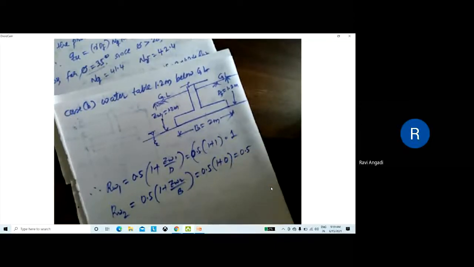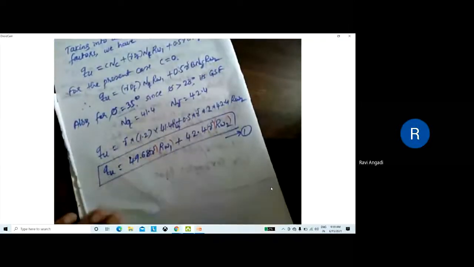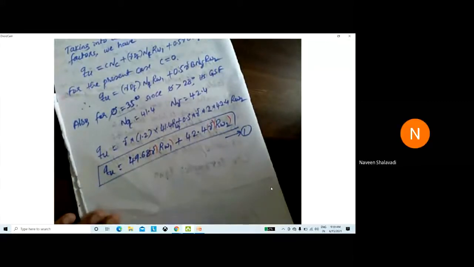Now, in this equation, what have you calculated? ಈ equation ಏನು calculate ಮಾಡಿದ್ರಿ ಈಗ? So RW1 and RW2 values, sir. Correct. Only left out is what? Gamma, sir. Can it be same as the previous case? Is it a dry weight or a saturated weight? Sir, I think it's saturated because it's at the base of the foundation.